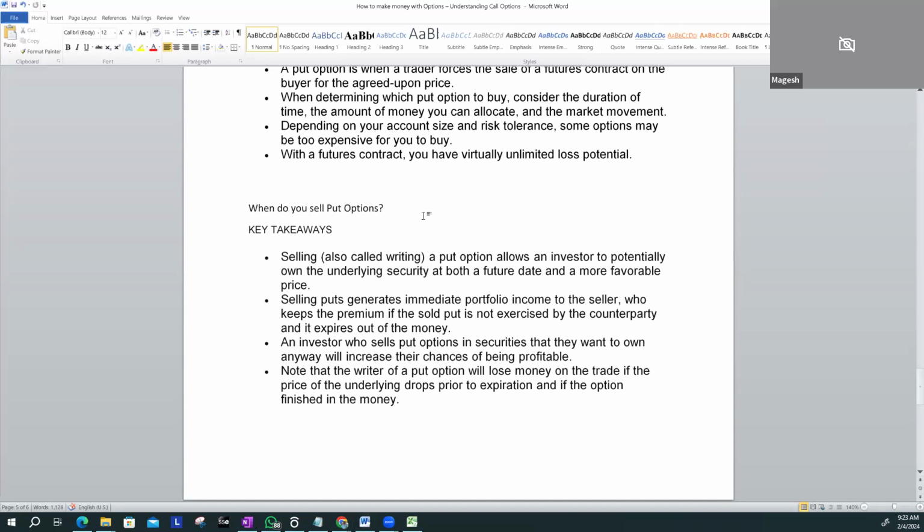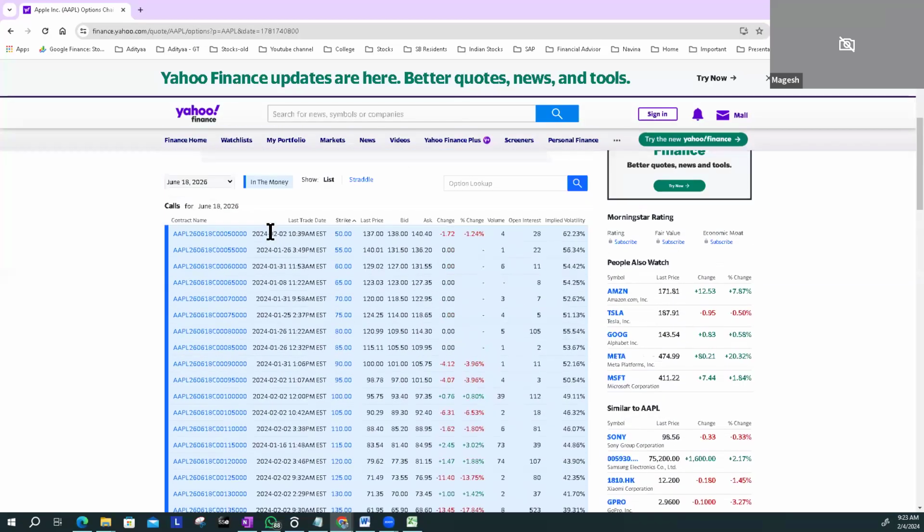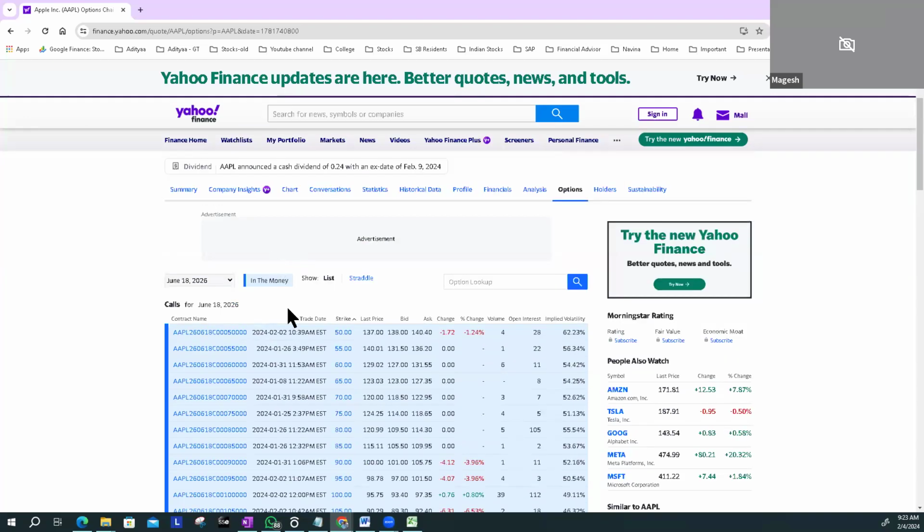So let's take the case of Apple itself. You want to buy Apple, but you feel the price is a little high, and you're bullish on Apple in the long term. This is a very useful strategy, provided you have the cash. Then it's a pretty good strategy.